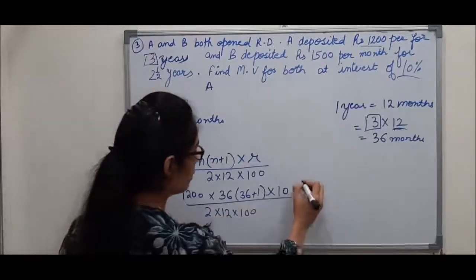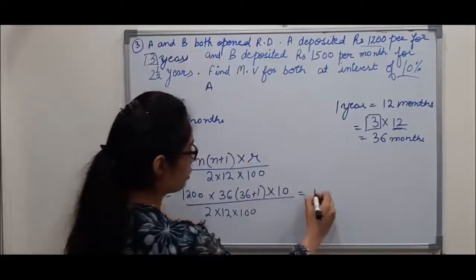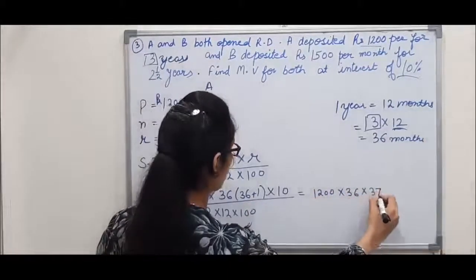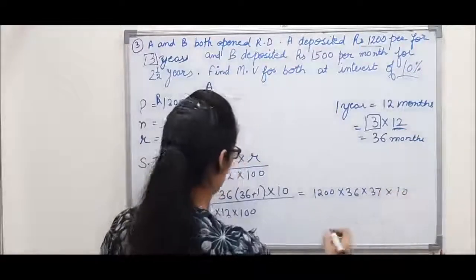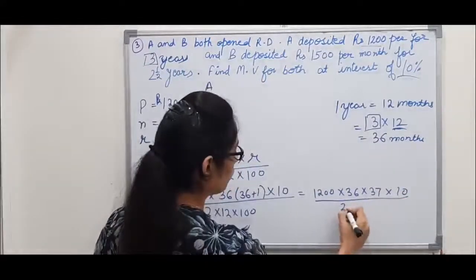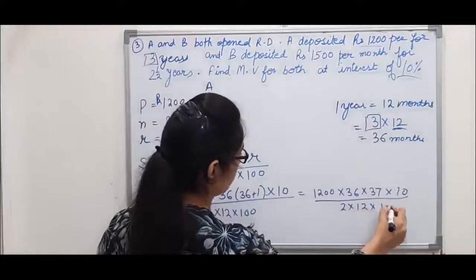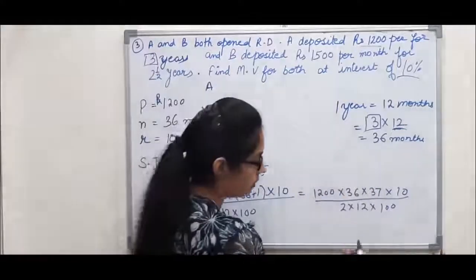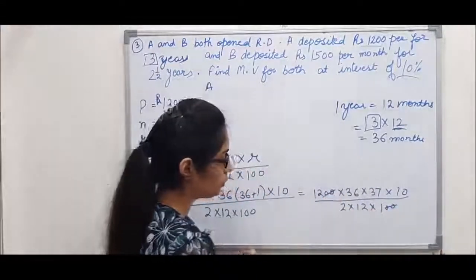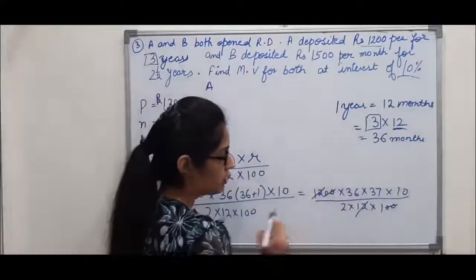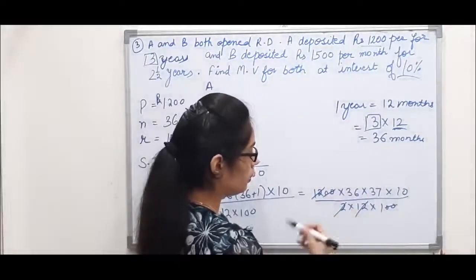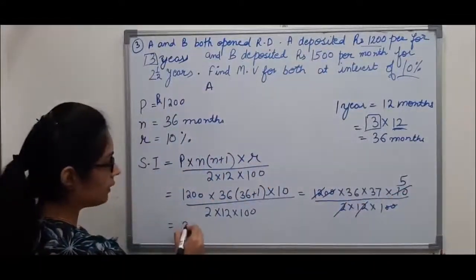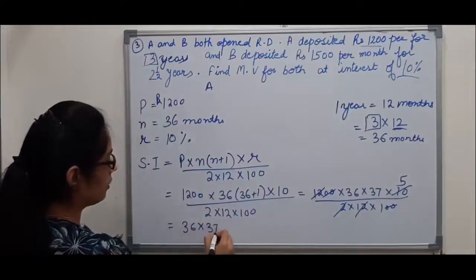First I will just finish this bracket first. 1200 into 36 into 37 into 10, over 2 into 12 into 100. Now I can do cancellation, upward and downward cancellation is possible. 2 zeros will get cancelled with 2 zeros. This 12 will get cancelled with this 12. And 2 into 1 is 2, 2 into 5 is 10. Now I am left with 36 into 37 into 5.